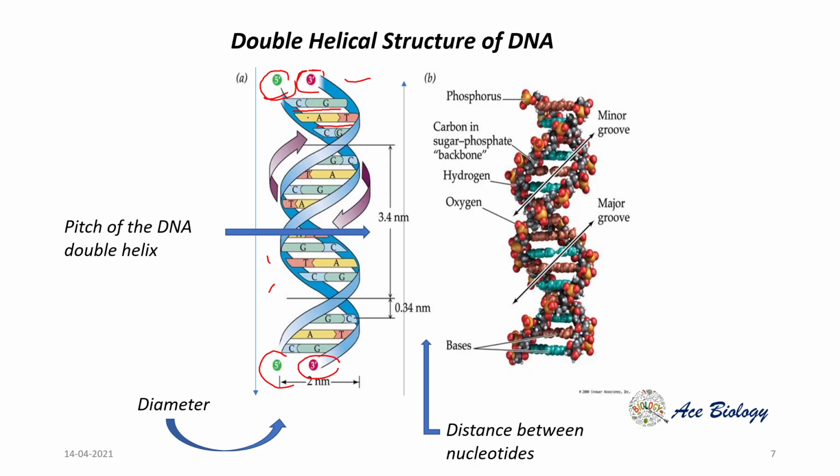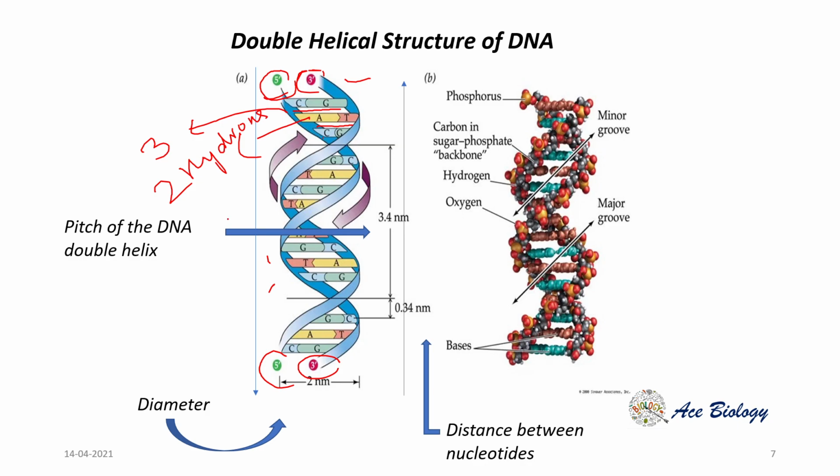Now these pairings are like the bond present between adenine and thymine, and cytosine and guanine will be hydrogen bonds. Between adenine and thymine we are having two hydrogen bonds, and between cytosine and guanine we will be having 3 hydrogen bonds. So it is clear that the bond present between cytosine and guanine will be stronger as compared to adenine and thymine.